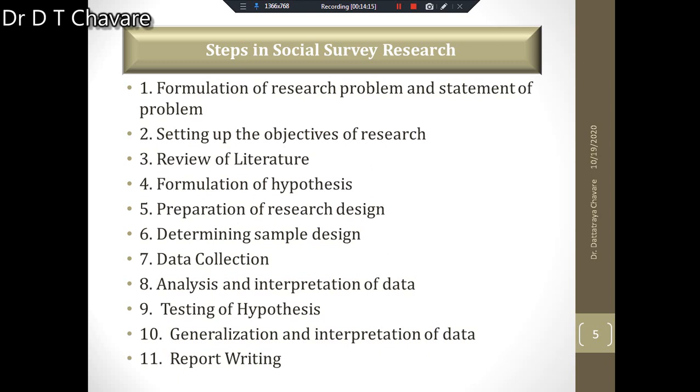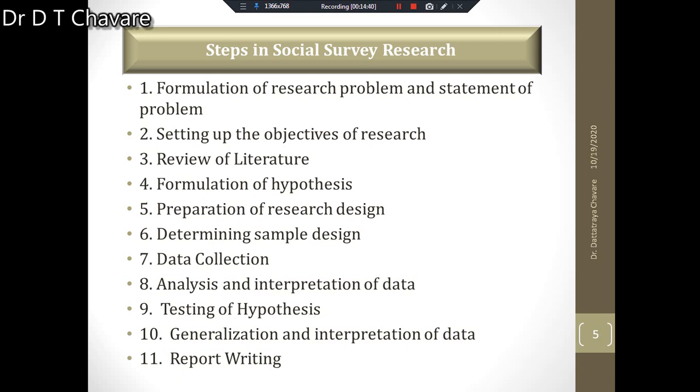Then another stage is determining sample design. Already I told you how much of a sample you can select from the total population. It means what is the standard percentage? The standard percentage is only 10% you can select as the sample, but it depends upon the size of the population. That's why determining the sample size is the next stage.